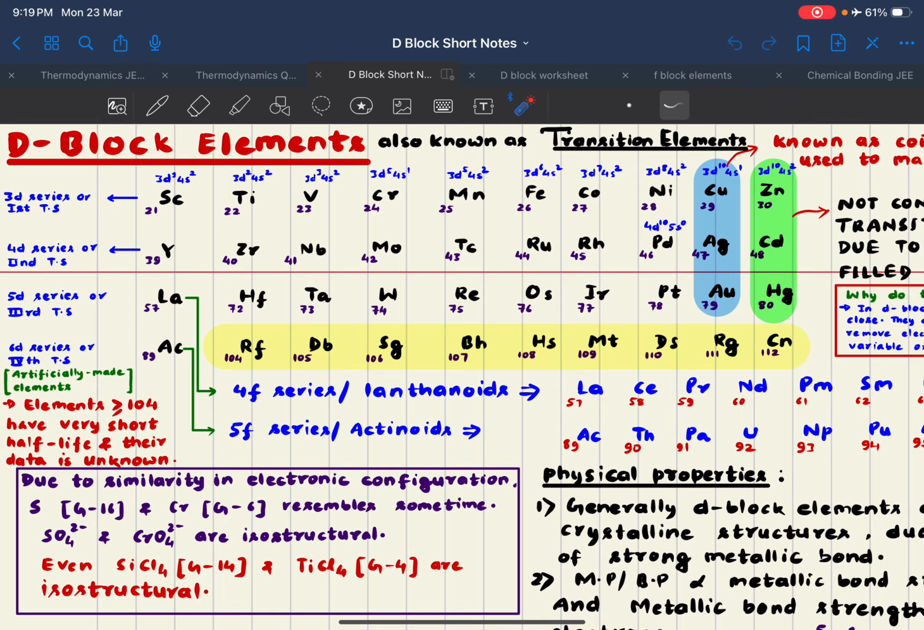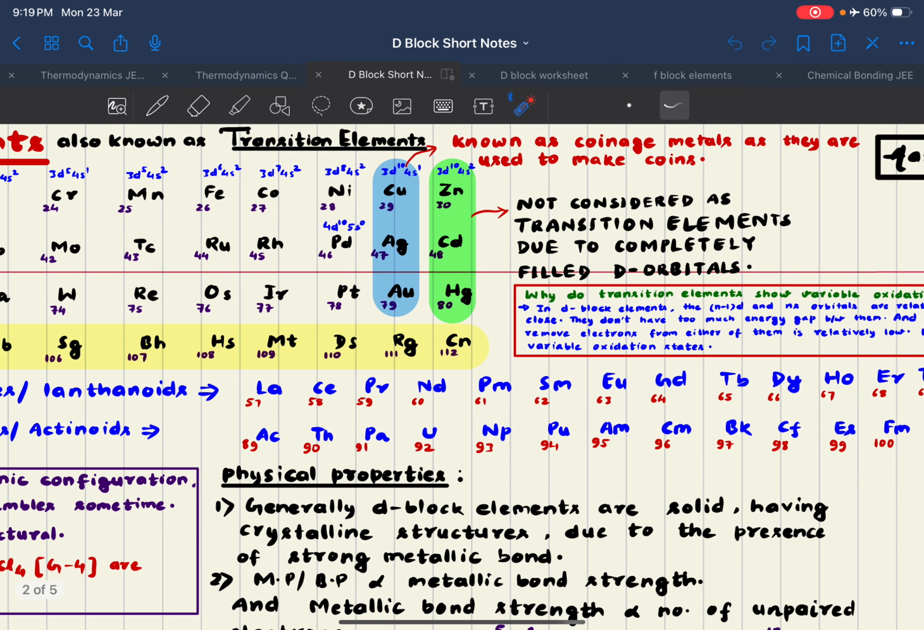Now, if you look at this part, copper, silver, and gold are called coinage metals because they are used to make coins. This is a small application, a small term-based question you can get, like which of the elements are coinage metals, so you should memorize it. Now, zinc, cadmium, and mercury are not considered transition elements because of the completely filled d orbitals.